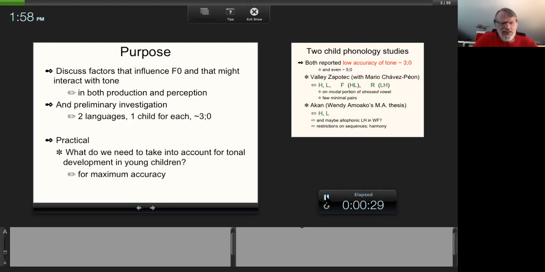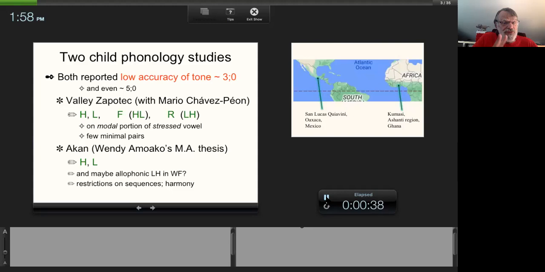Our primary concern is practicality, which is, in order to do a good job looking at tonal development, what should we be paying attention to? The two studies that are involved are general studies of phonological development, in which children, it turns out, have relatively low accuracy of tone around age 3.